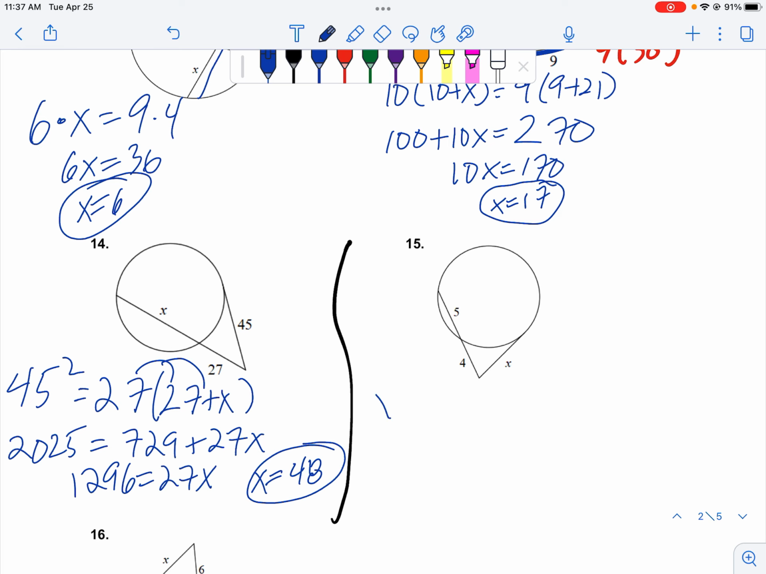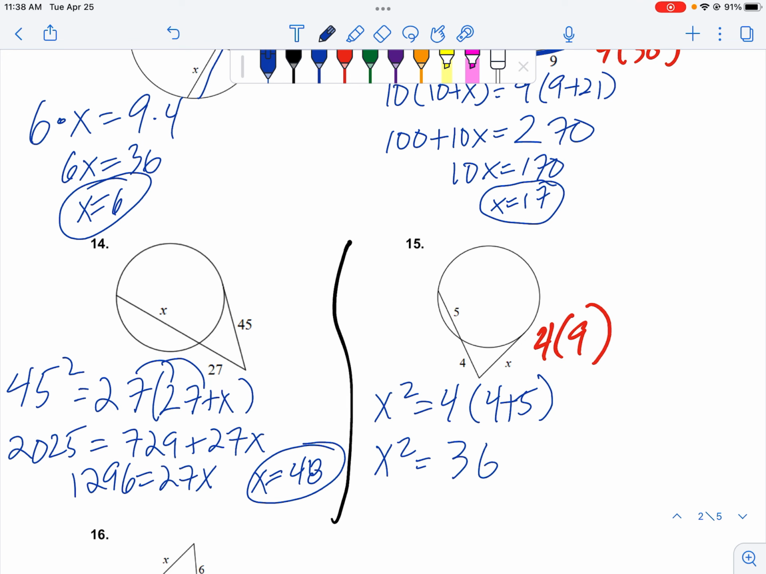Next one, I get x squared. x is by itself, so it's got to stay by itself. x squared equals 4 times 9. 4 times 9 is 36. Square root both sides. x equals 6.